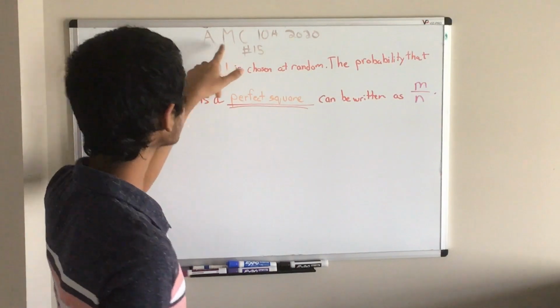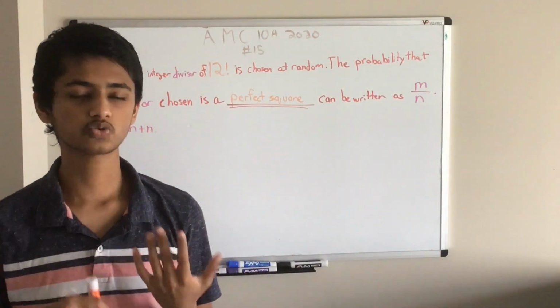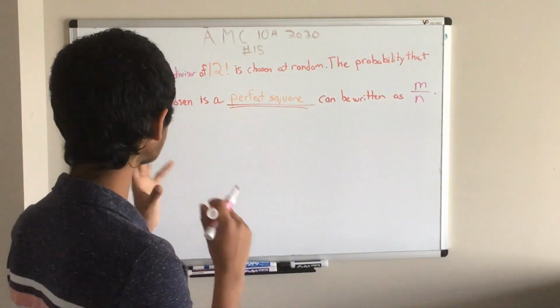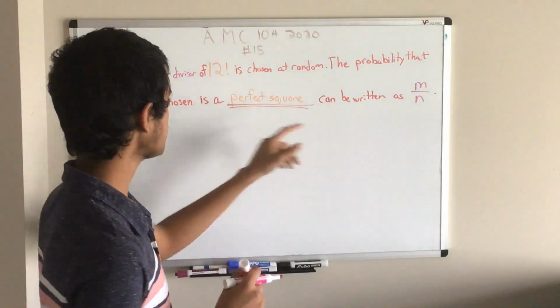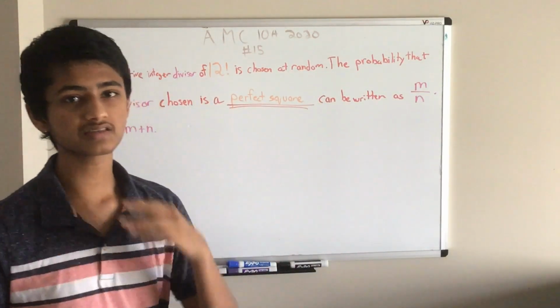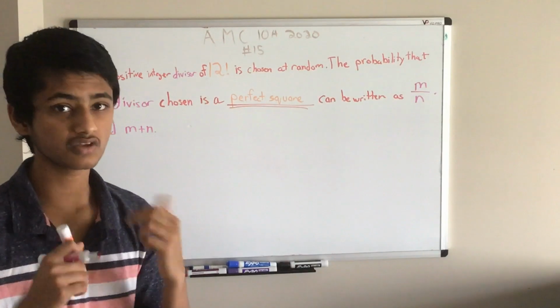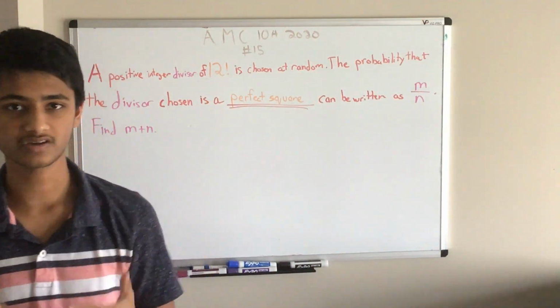And in this video, we're going to do a question from the AMC 10A 2020. I chose this problem because it's a good combination of probability and combinatorics as well as number theory, because you're using divisors as well as finding the probability of an event.